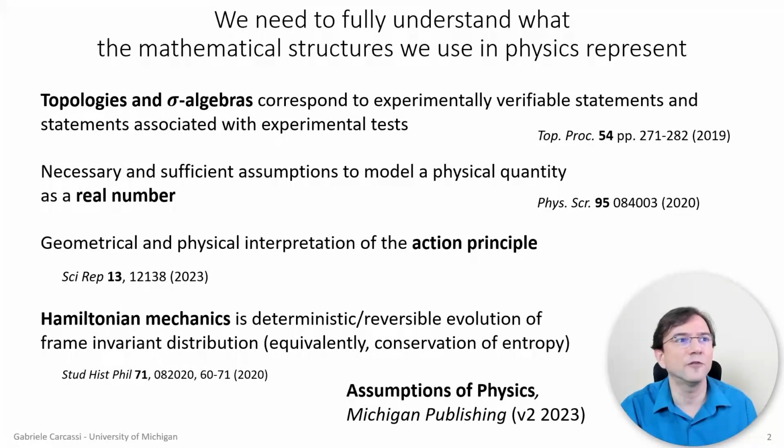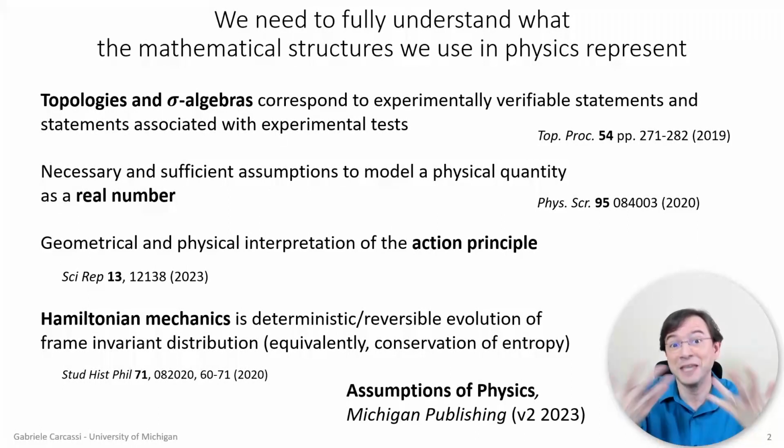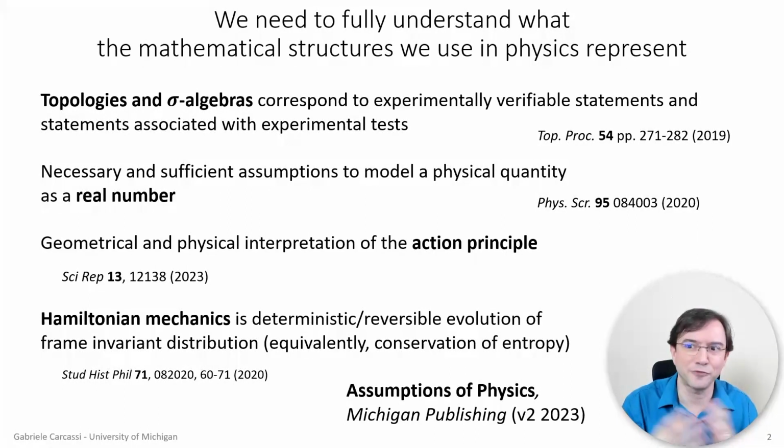So just to give you an idea of past results, we have shown that topologies and sigma algebras correspond to experimentally verifiable statements and statements associated with experimental tests. So this part of mathematics is there in physical theory to capture the requirement of experimental verifiability, and everything else that we use in physics is built on top of those structures. So it makes sense that in physics we would require those structures for everything. We have found a set of necessary and sufficient assumptions to model a physical quantity as a real number. And again, here are the papers, but you can find the better and more formal work in our open access book, Assumptions of Physics, which is available on our website.